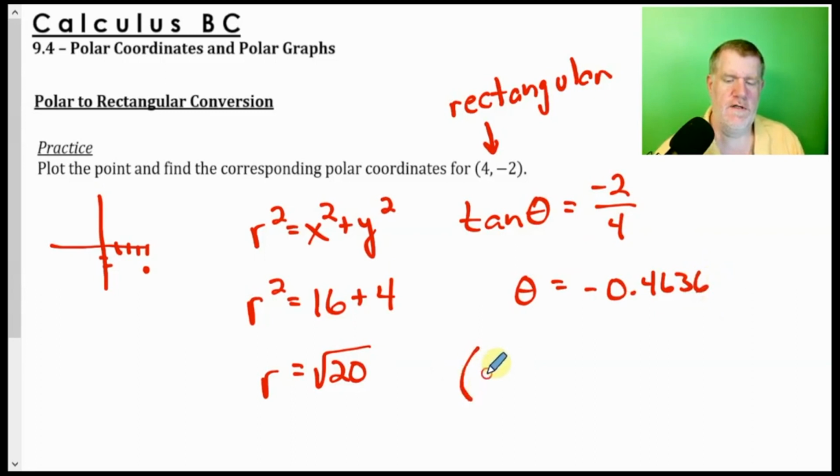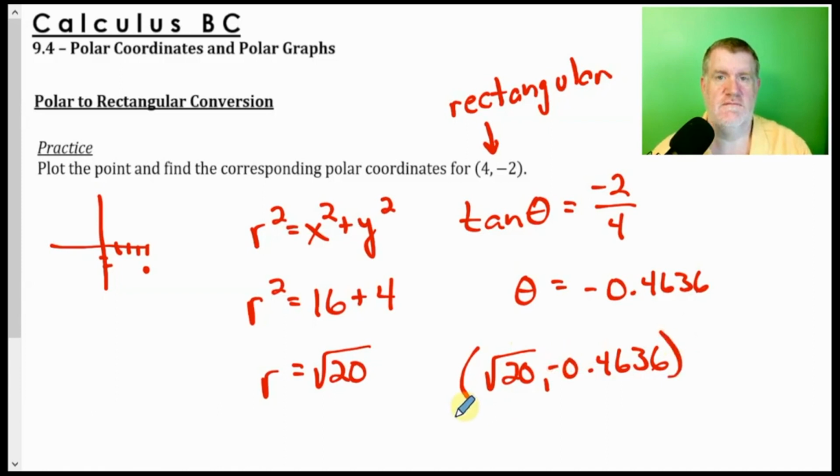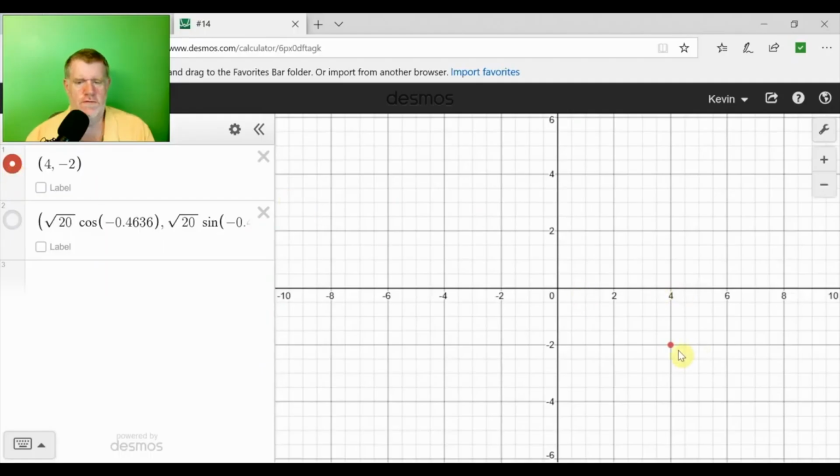And there is our polar coordinate. Now, is that correct? Let's go take a look. The point (4, -2) in the rectangular coordinate system, right here. And again, I have to type in the polars in the form of r cosine theta and r sine theta. But when I do, you notice it's the exact same point. It's right there. So it's all good.